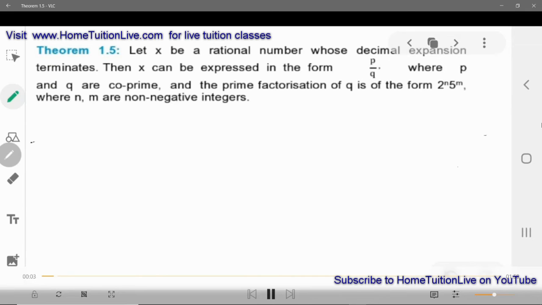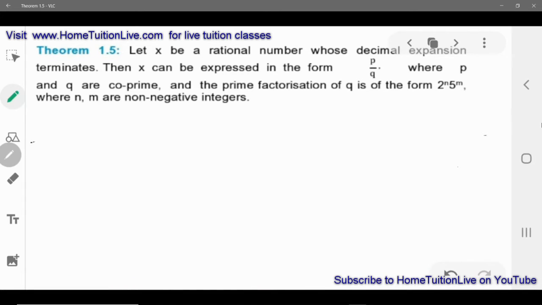In front of us, we have theorem 1.5 of chapter 1. Let x be a rational number whose decimal expansion terminates. Then x can be expressed in the form p by q. So we will take an example. What it says: x is a rational number whose decimal expansion terminates. So let's take a number and it must be in the form p by q.